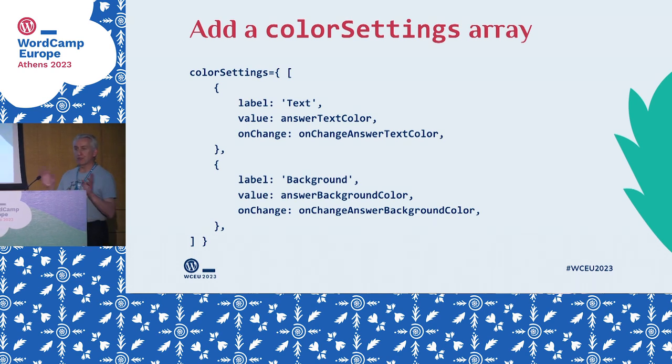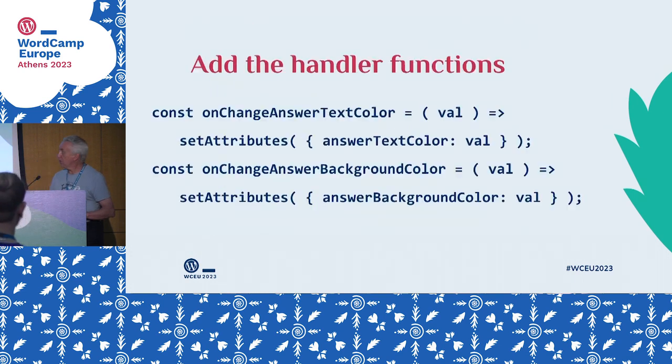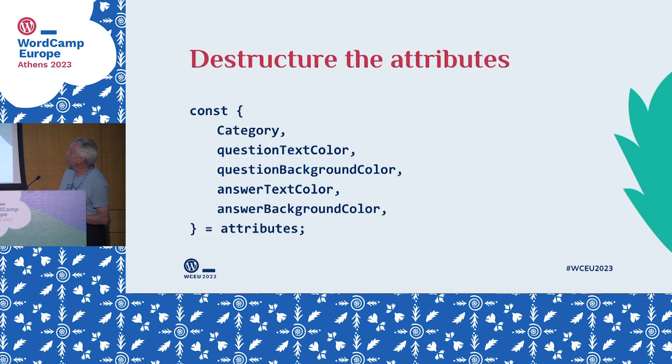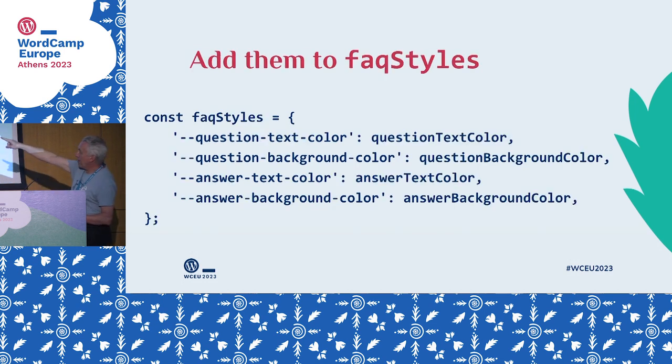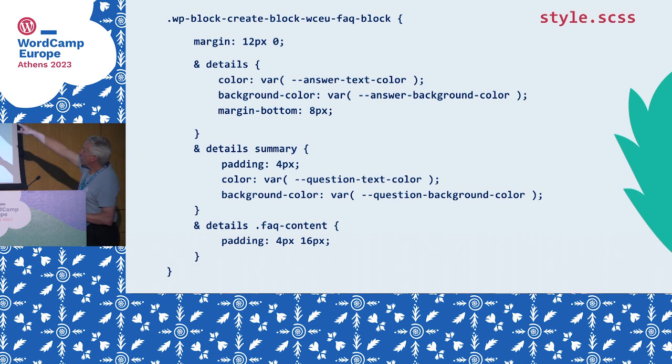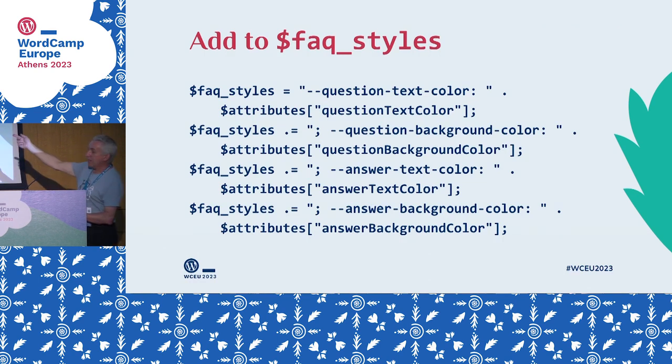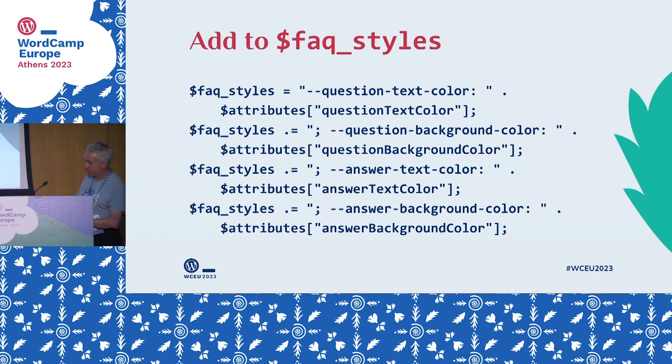Okay, I'm going to whiz through this because this is stuff we've done before. Create the handler functions for these. If you want to catch up, it's all in section 5.md, which you can look at a bit later. It's all in the repo. Create the handler functions, destructure the attributes, so the new attributes are answer text color and answer background color. Add them to FAQ styles so that they get spread onto the wrapping div by useBlockProps. Use the two new CSS variables in the details element, the color and background color. And then in render.php, we just keep adding the new custom variables to FAQ styles.